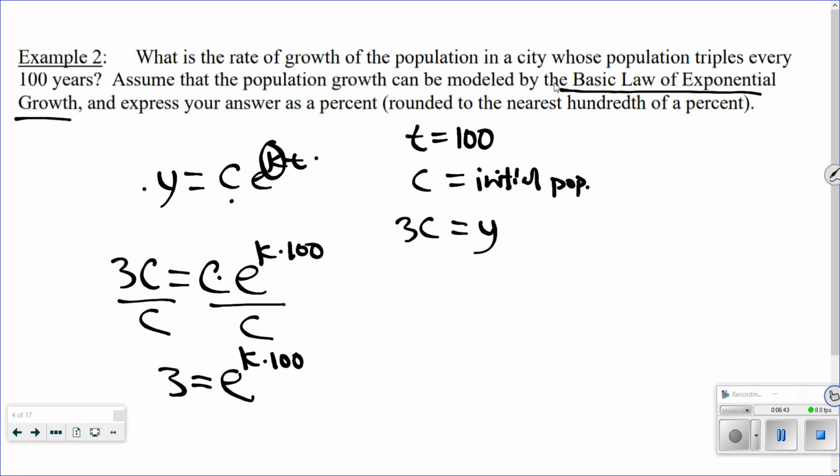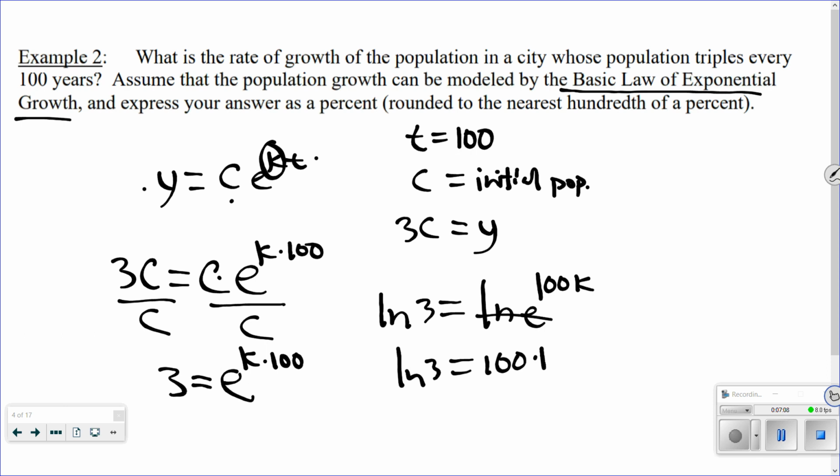Okay, now I just have to solve that exponential equation. We actually reviewed this way back in Unit 1 when we reviewed some of that pre-calc stuff. But the way I get rid of the E to get the K out of the power is I take the ln of both sides. So if I take the ln of both sides, I end up with the ln of 3 equals the ln of E to the 100K. Ln of E is going to cancel out. Ln of 3 equals 100 times K. Divide by 100. That'll tell me what K is, and that's what we're looking for. Remember, K is the rate.